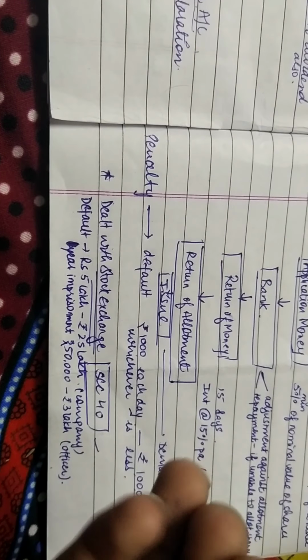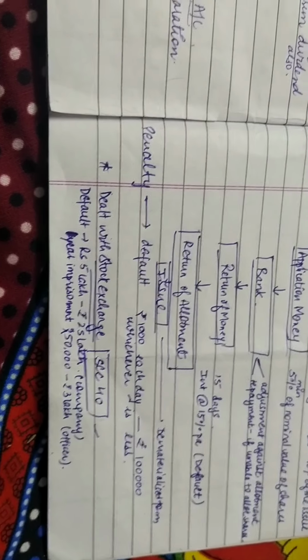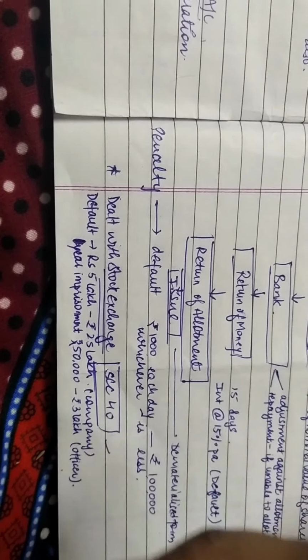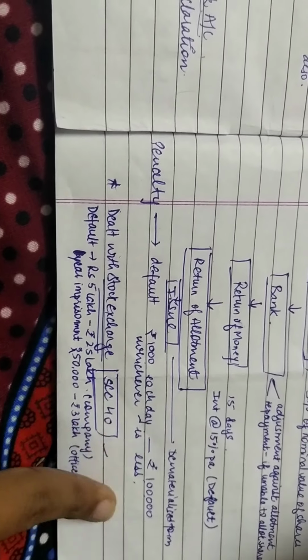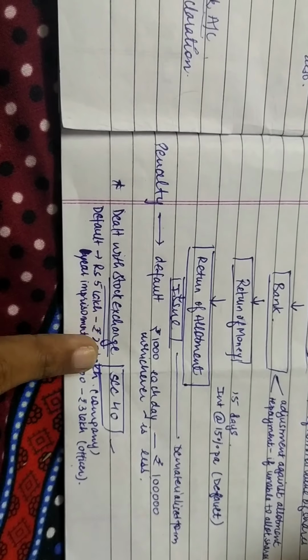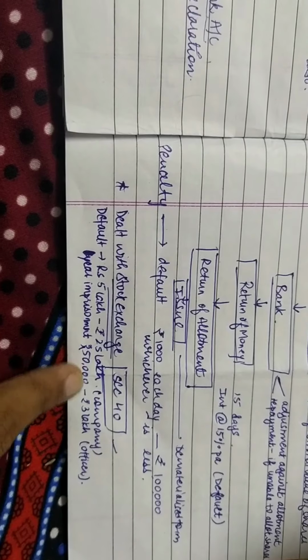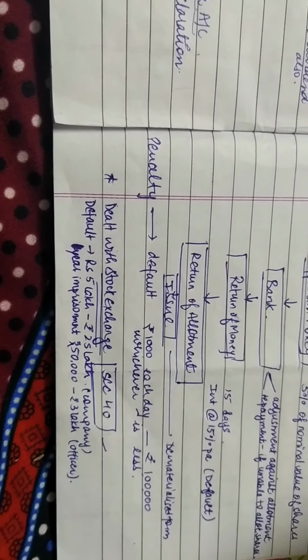Every company that has to allot shares should deal with the stock exchange according to Section 40, and if the provisions of Section 40 are not complied with, then the penalty is 5 lakh to 25 lakh for the company, and 1 year imprisonment, and ₹50,000 to 3 lakh for every officer of the company.